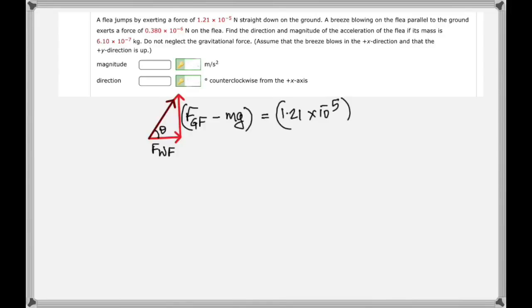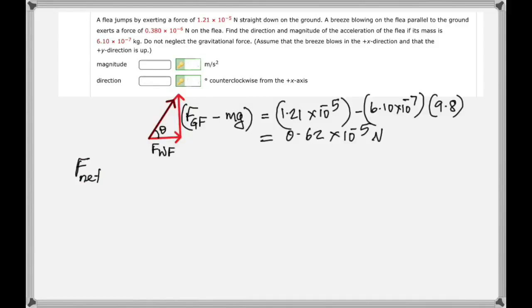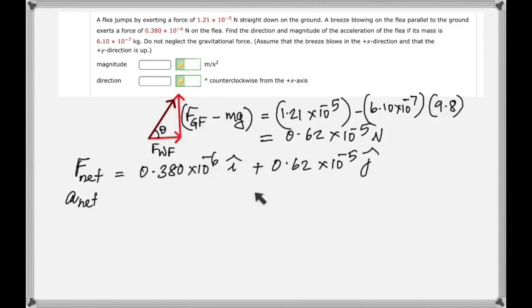And those are numbers given. That comes out to be 0.62 times 10 to the negative 5. Now, therefore, the net force: that's the force due to the breeze. It's along the x-axis, so it's i. And then this is along the y-axis. And then the net acceleration is just obtained by dividing it by the mass of the fleet.